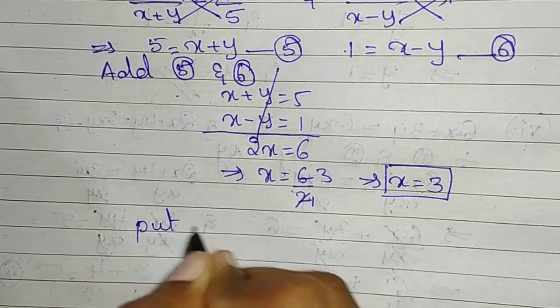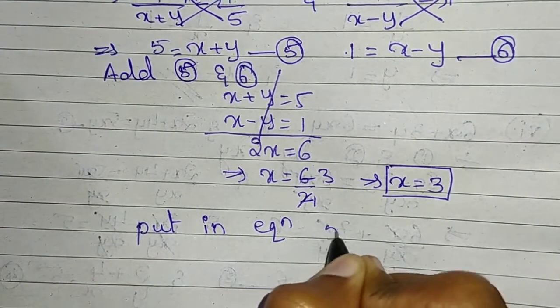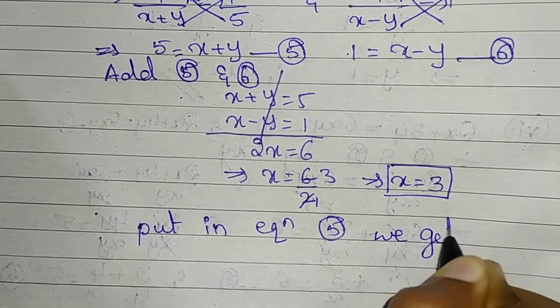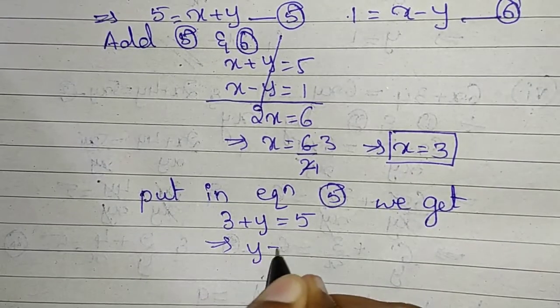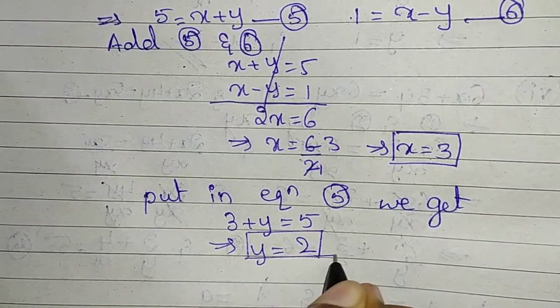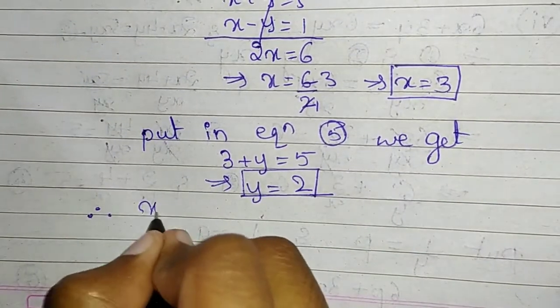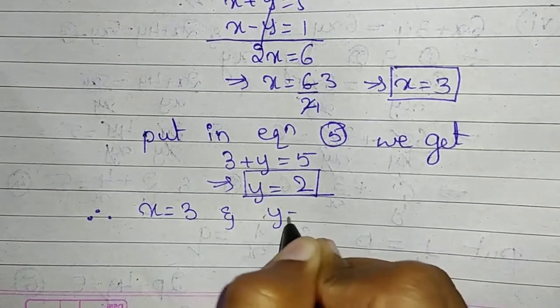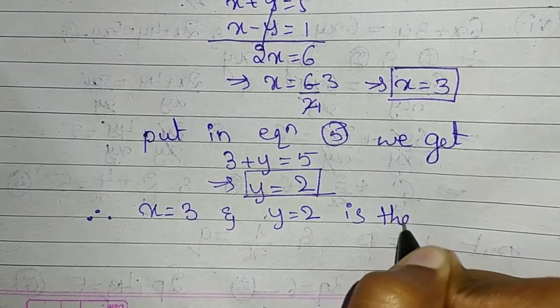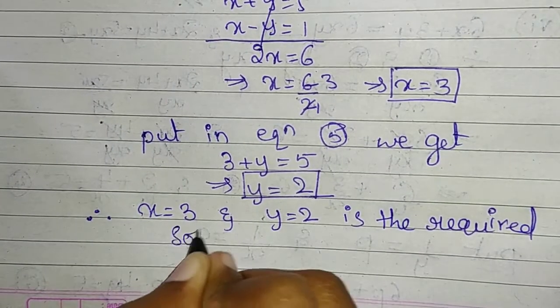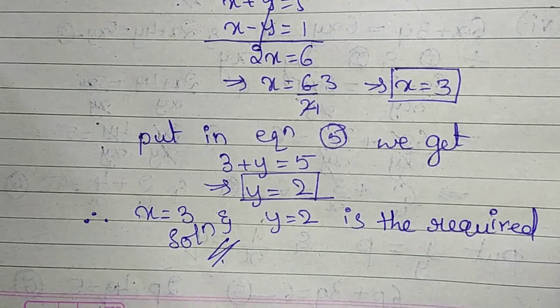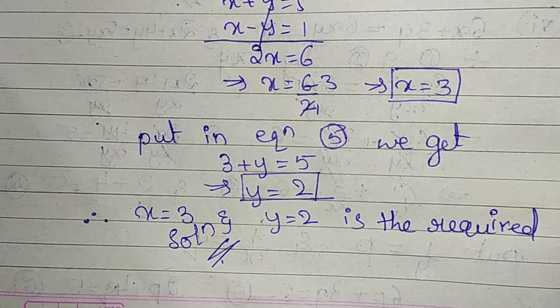Put this in equation 5, we get 3 plus y is equal to 5. This implies y is equal to 2. So x is equal to 3. Therefore, x is equal to 3 and y is equal to 2 is the required solution. In this question, we solved two sets of linear equations in two pairs, that is equation 3 and 4 and equation 5 and 6, to find the values of x and y.